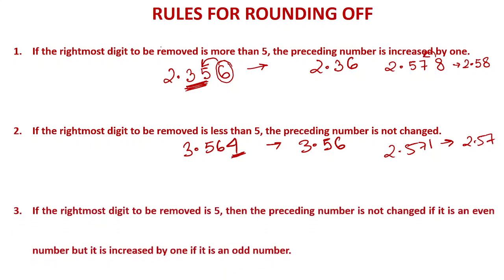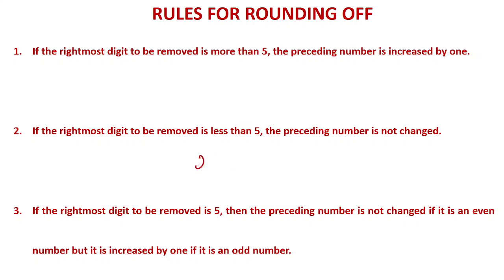Now the third rule, and this one is very important actually. It says, if the rightmost digit to be removed is 5, then the preceding number is not changed if it is an even number, but is increased by 1 if it is an odd number. Now what does this say? See here. Suppose you have a number 2.345, and another one, suppose 2.375. Then what will happen in these two cases?